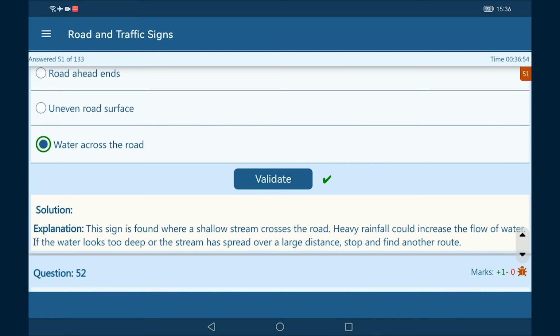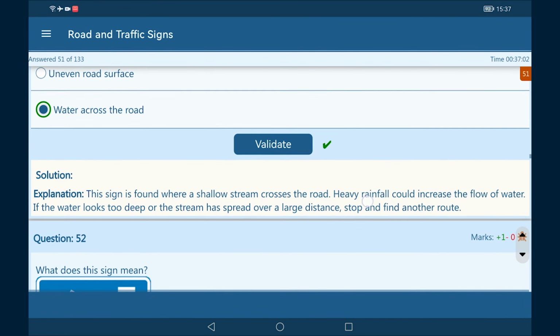Explanation. This sign is found where a shallow stream crosses the road. Heavy rainfall could increase the flow of water. If the water looks too deep, or the stream has spread over a large distance, stop and find another route.